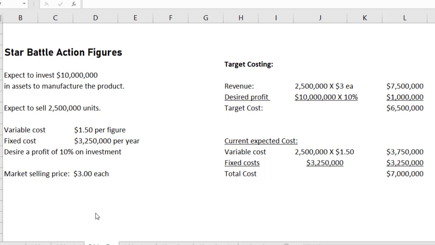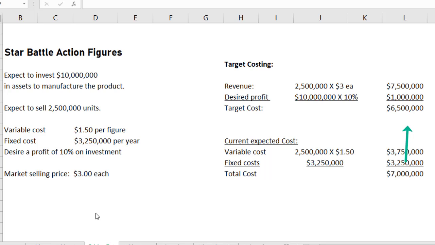If we look at the expected cost, though, from earlier, we see that the variable costs are $3,750,000, the fixed cost $3,250,000. So our total costs at this point are $7 million. When we look at this and see that, what we've determined is that our costs are higher than what works for us to sell this product.